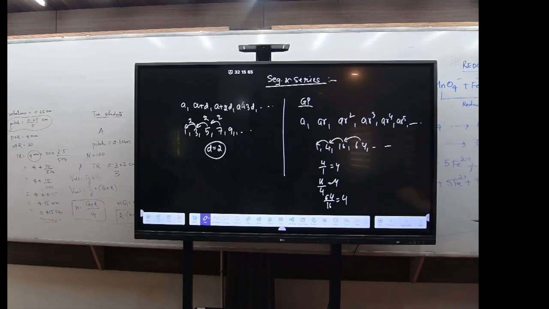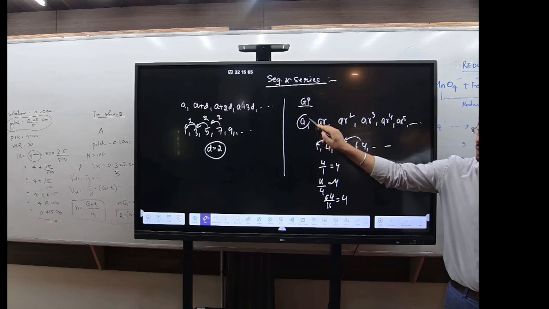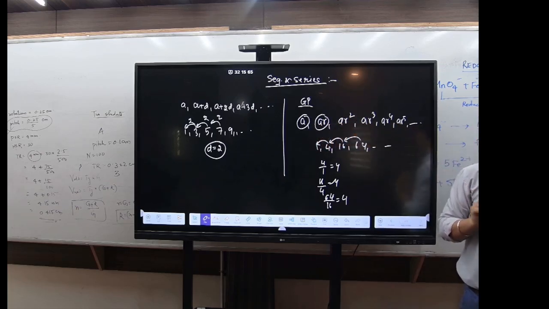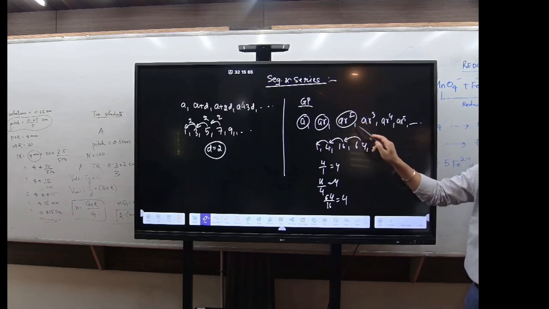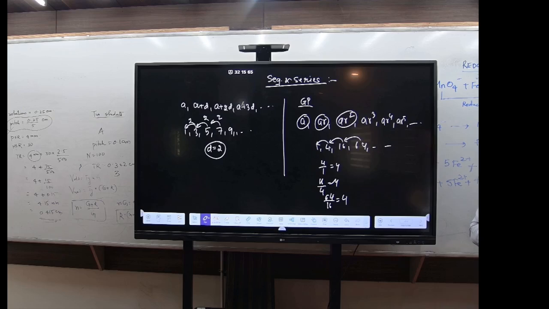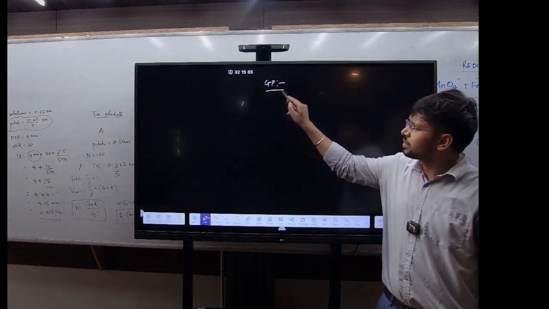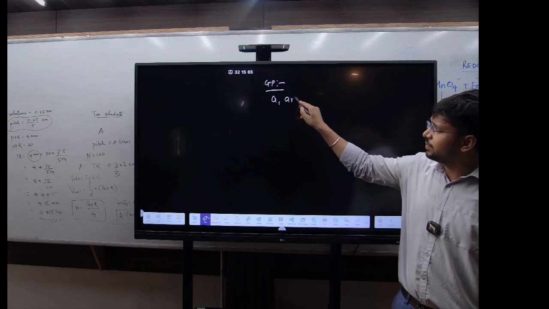How to represent GP terms? The first term is always represented by A. The second term will be A into the common ratio. The third term will be A into the common ratio square, and it keeps going. Okay, so I'll just change it. So GP sequence, very few things you have to know. So the terms will be written in this form.